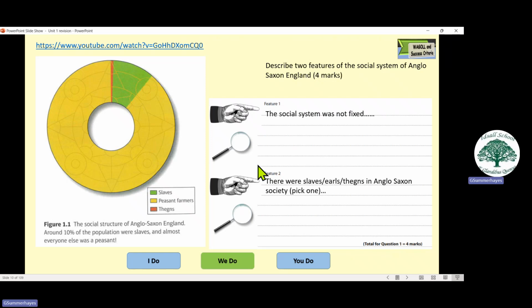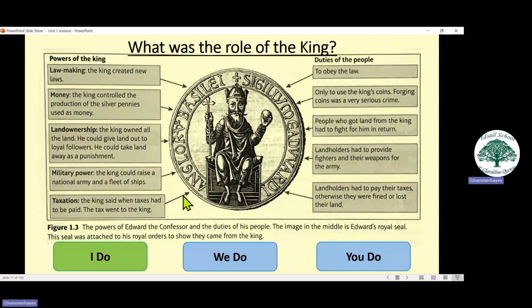So let's start at the top. The king had obviously the most power. Things like controlling the production of money, raising an army, asking for tax, and people had to obey the law that he set, etc., etc.